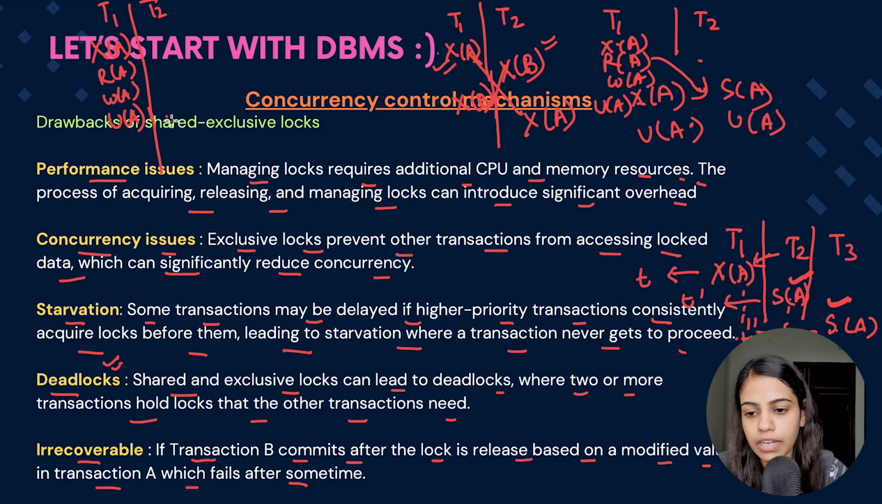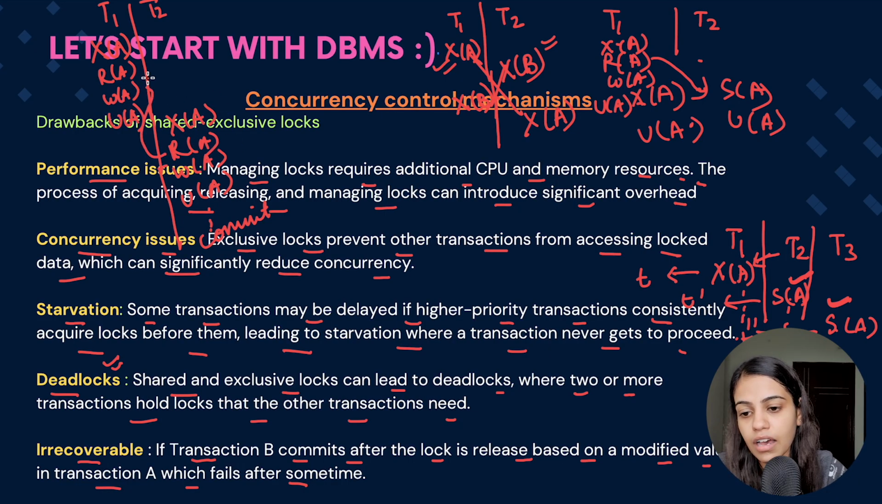As part of T2, again I am taking an exclusive lock on A. I am reading the value of A. And I am writing the value of A. And then I am unlocking it. Consider that this particular transaction T2 goes ahead and commits all the changes in the database. Now in the database all the changes have been committed and it has read the updated value, and on the basis of that updated value it has performed the write operation.